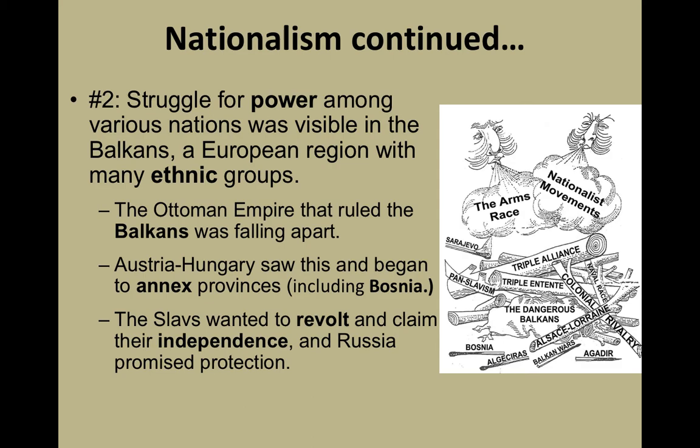Now, Bosnia had a lot of Slavic people in it. And so people in Bosnia wanted to actually be part of Serbia, which was next door, and had gained their independence. They wanted to gain their independence from Austria and didn't want to be part of Austria. But in 1908, Austria did annex them into the Austrian-Hungarian Empire. Russia also says that they will protect the Slavic people and help them gain their independence.